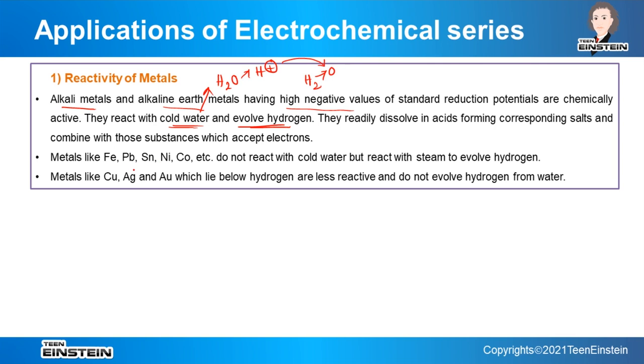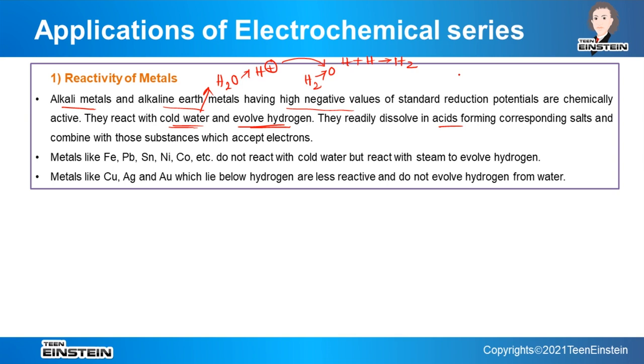That means this reduction is done by these alkali metals or alkaline earth metals. So they can react even with cold water, and they have the capacity to reduce H+ to H0. So first there will be hydrogen atom formation, and 2 hydrogen atoms will form H2. They can also readily dissolve in acids, forming the corresponding salt.